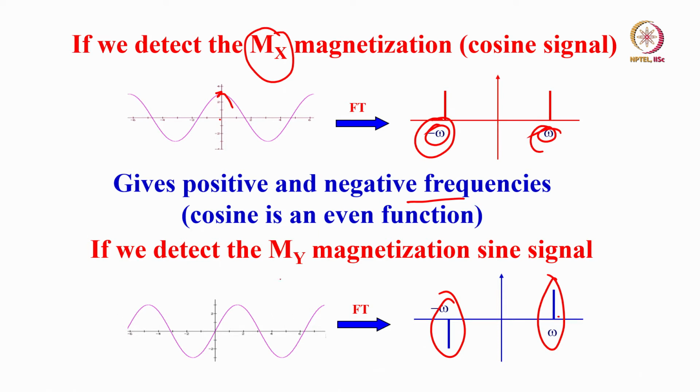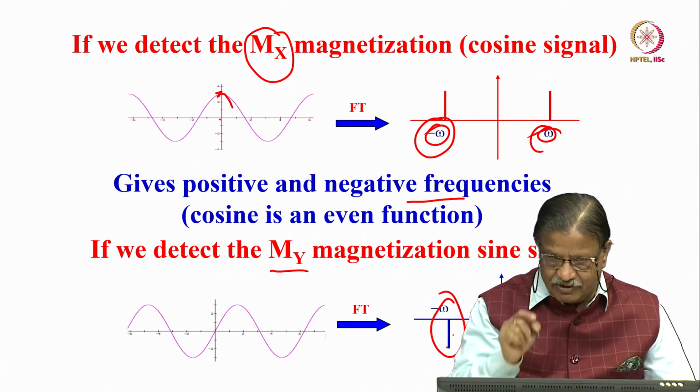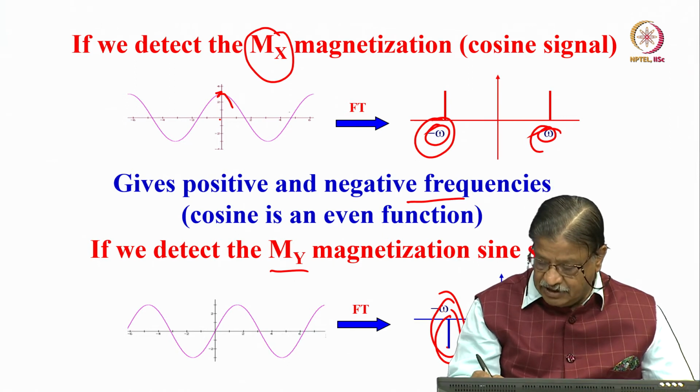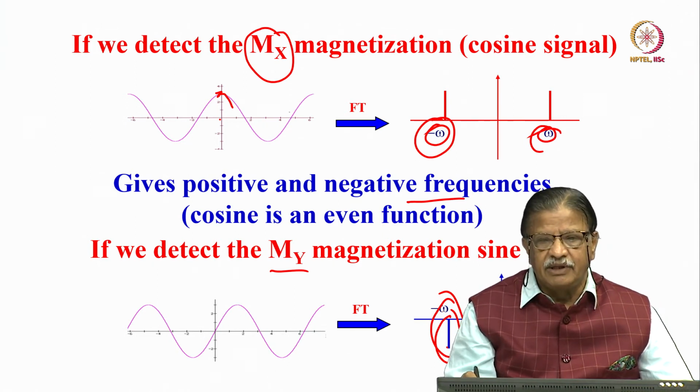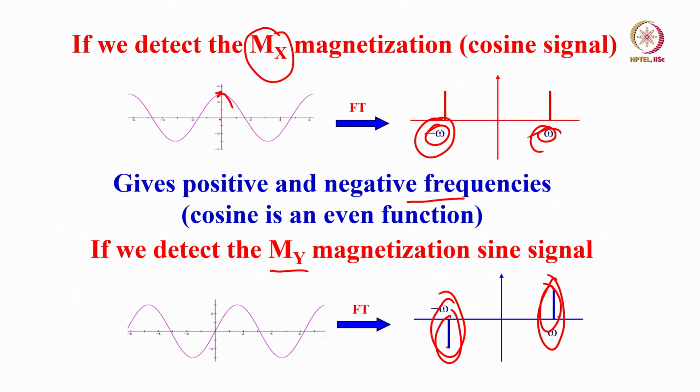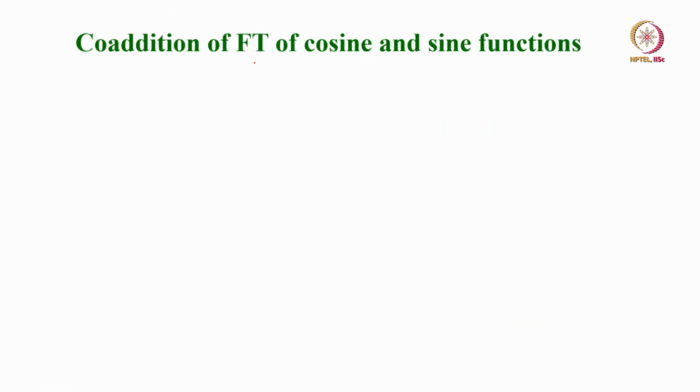If you detect this My component of it, that is a sine component, when you do the Fourier transformation, you get again two frequencies, minus omega and plus omega. Omega is a frequency, but one is negative omega, negative absorption peak, positive omega is positive absorption peak. This is what you are going to get, the Fourier transformation of a cosine and sine function. This is the Fourier transformation of a cosine function.